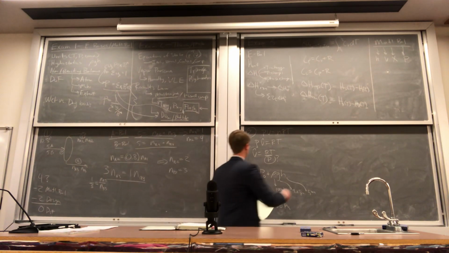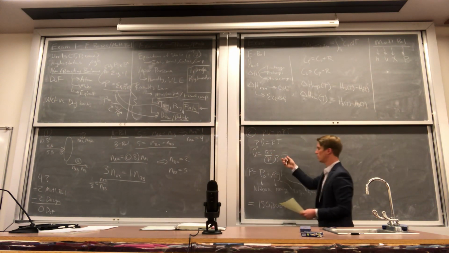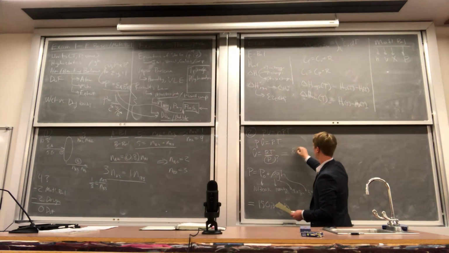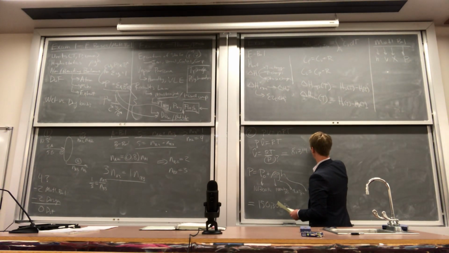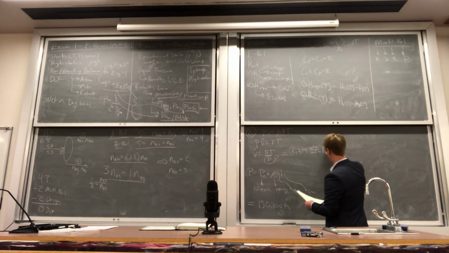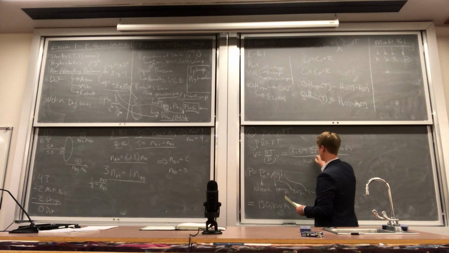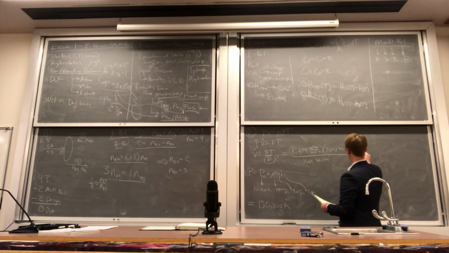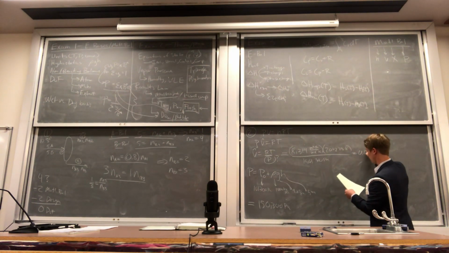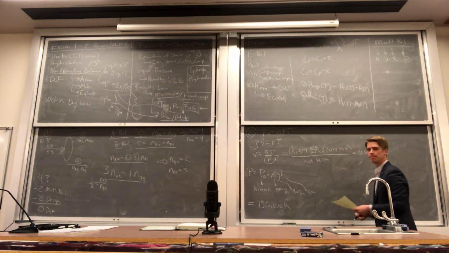Then if we substitute everything into our equation, 8.314 meters cubed pascals per mole Kelvin, temperature is 20 plus 273 Kelvin, divided by our pressure, 150,300 pascals. Crunch the number in our calculator: 0.0162 meters cubed per mole.